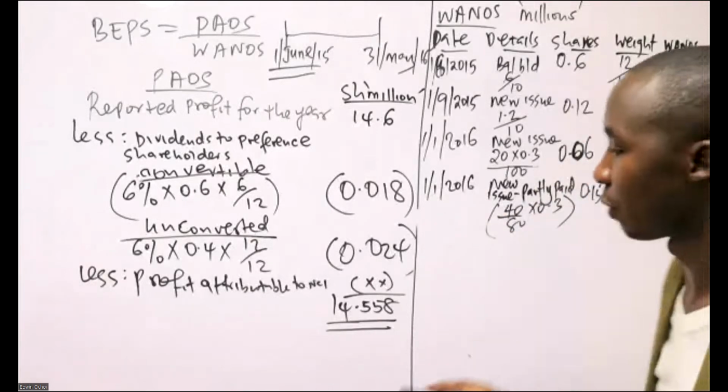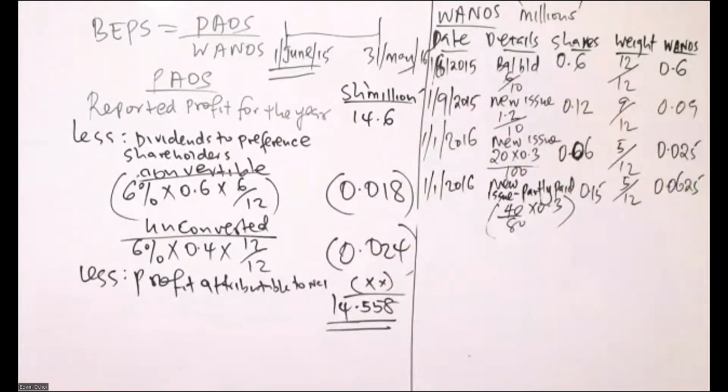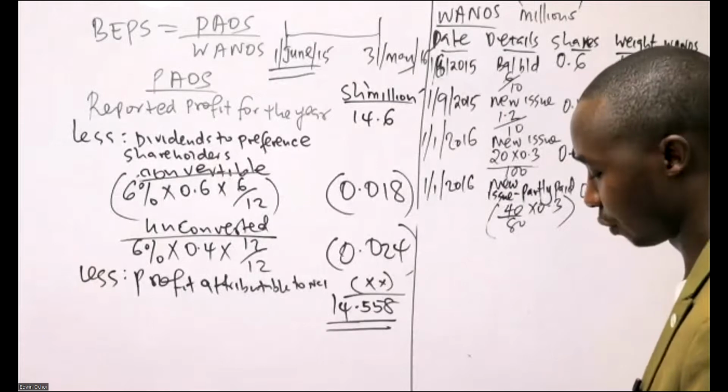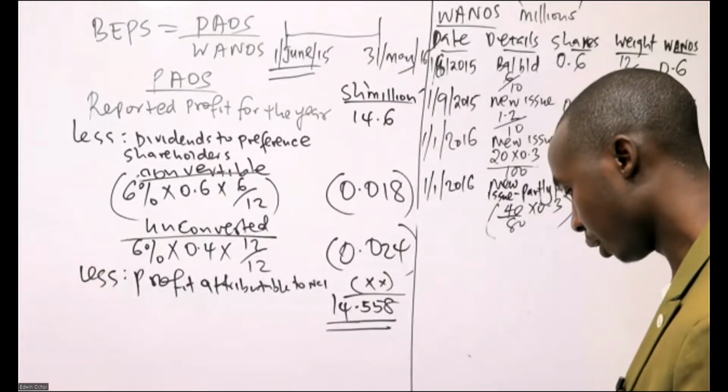Remember the other 40, we don't have to recognize this year. It was paid in the next year. Then we go to additional information number 3, convertible loan stock.